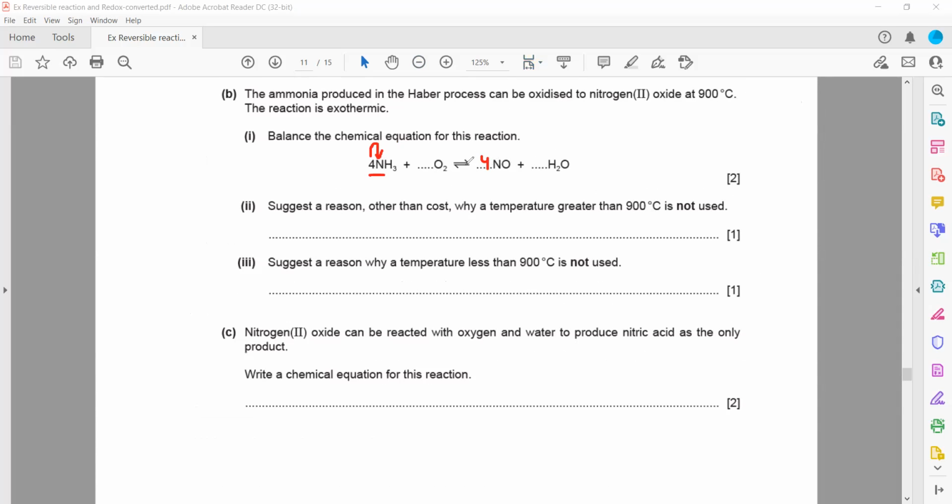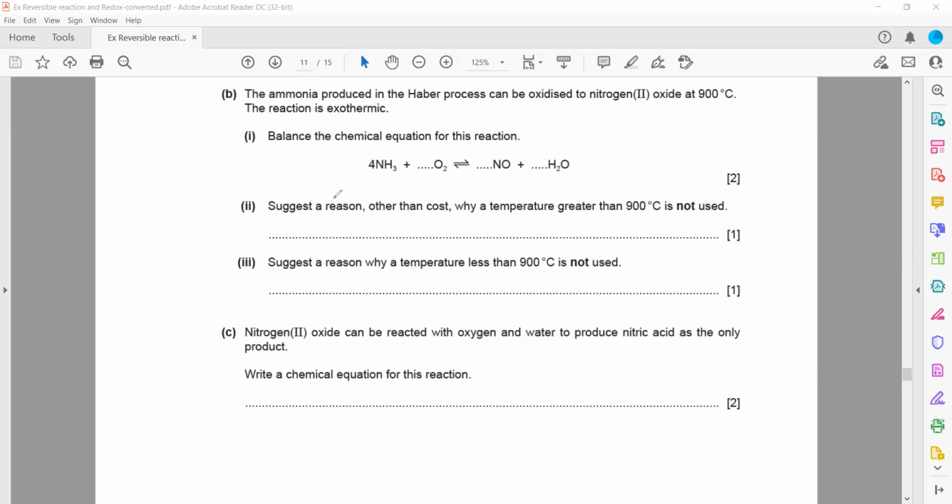Then what about oxygen? 4 multiplied by 3 gives 12 hydrogen. So if I need 12 hydrogen here, if I put 6, hydrogen is also balanced. 6 multiplied by 2 makes 12. Now what about oxygen? 4 plus 6 is 10, so I put 5 and oxygen is also balanced. Because ammonia was the only compound containing nitrogen and hydrogen directly, that's why I first balanced nitrogen and hydrogen. But it's up to you. Any of the compounds can be balanced first. It's up to you what you find convenient.